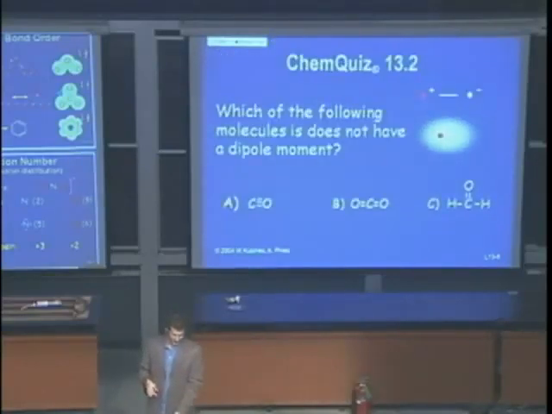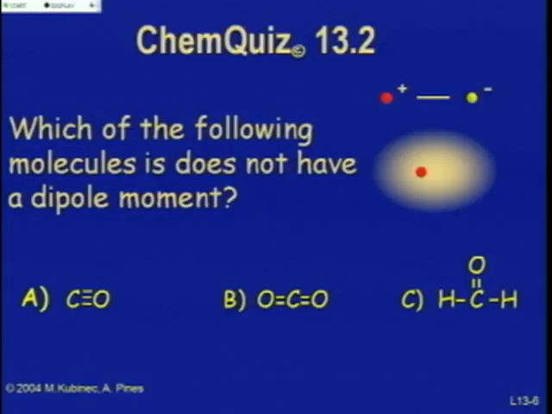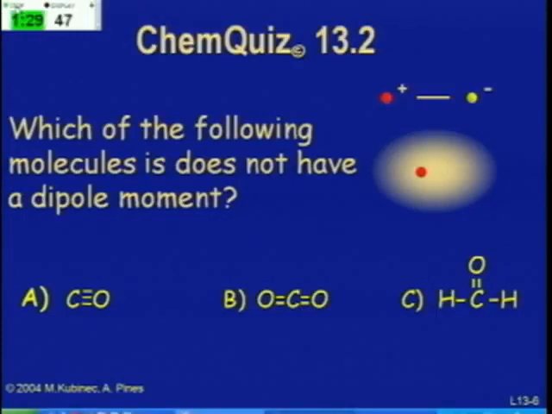All right, another chem quiz. Let's see if we can do this. Remembering about our dipole symmetry here from our Lewis structures, which of the following molecules does not have a dipole moment? Does not have, does not, or does not. I guess we'll go with that. A, B, or C? See what we got here. So we got carbon monoxide, carbon dioxide, and formaldehyde. I think we've seen all of these before.